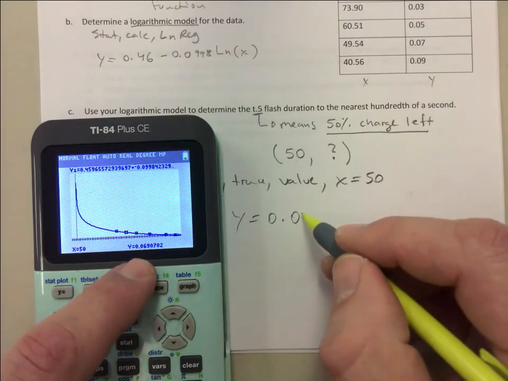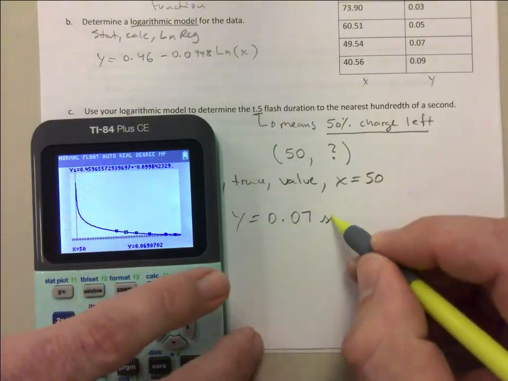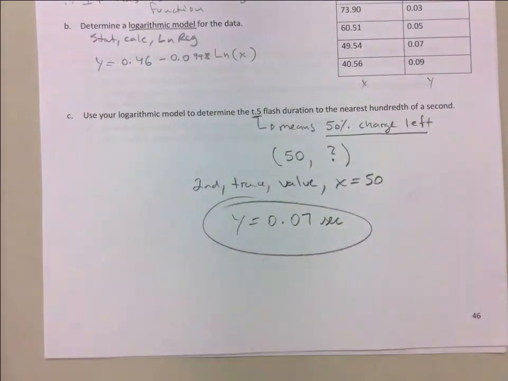0.0, let's round it to 7, right? Seconds. So this happens really, really fast, right? So you have to be comfortable with really, really big numbers and with really, really small numbers. Okay? You just have to be comfortable with that.